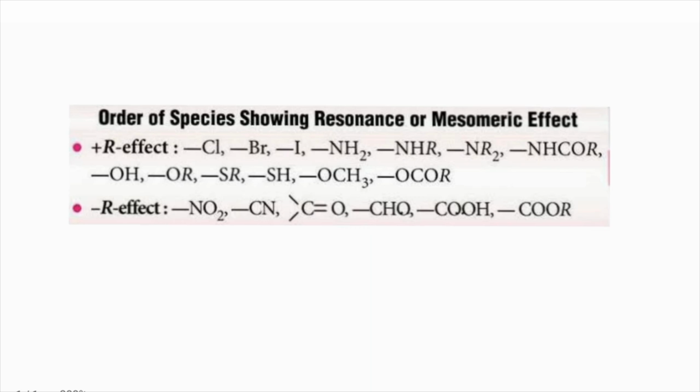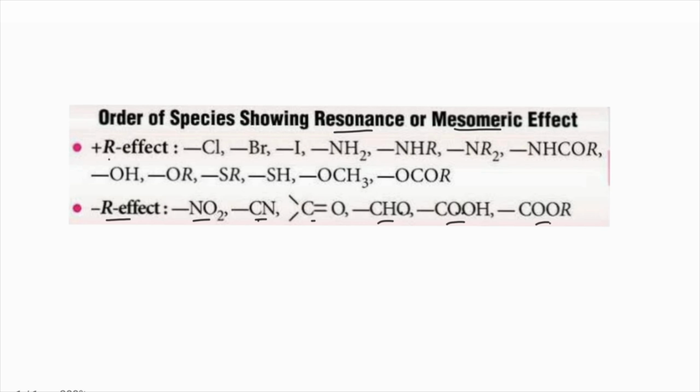Now let us look at the order of species showing the resonance or mesomeric effect. Like in the case of the inductive effect, where the examples were according to electronegativity, here it's a bit different. The minus R effect is shown mainly by the nitro group, followed by cyano, followed by ketone, followed by aldehyde, acid and substituted acids, or we can say ester.